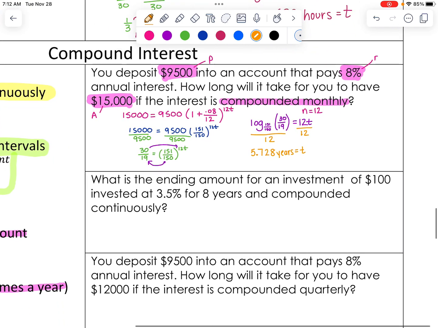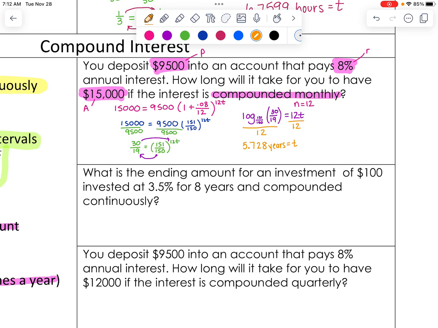All right, for the next one, what is the ending amount for an investment of $100 invested at 3.5% for 8 years and compounded continuously? So we need to know the ending amount. We're looking for A. We're given our initial amount P. We're given the rate. We're given the time. And we're told that it's continuous. So that's where we use PERT.